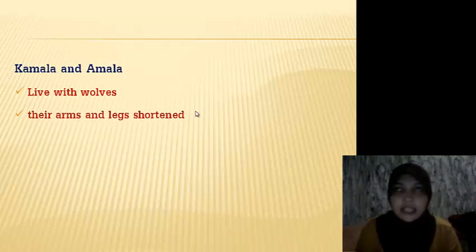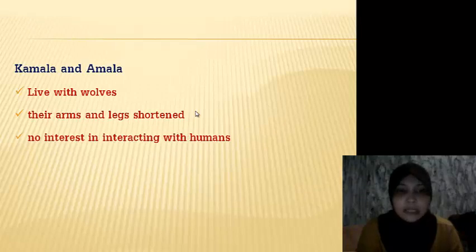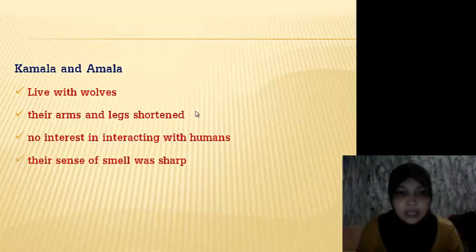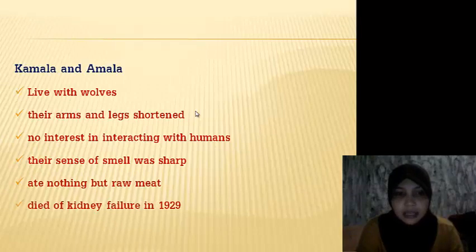And then there are two cases here that I want to explain to you. The first is Kamala and Amala. Kamala and Amala lived with wolves. You can imagine how people can live with wolves. Their arms and legs were short, and they had no interest in interacting with humans. Their sense of smell was sharp like a wolf's, and they ate nothing but raw meat, like wolves.